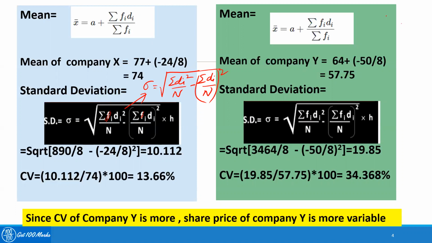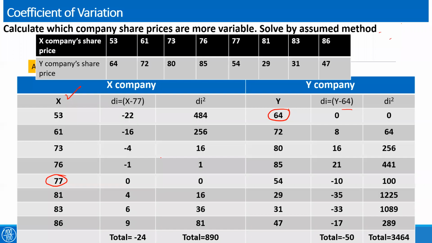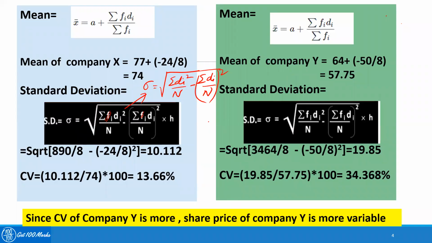Therefore, we will see now the summation di square. The summation of di square is 890. So it will be 890 divided by the number of observations, which is 8, minus summation di, which is negative 24, by 8 whole square. Once we calculate, we get the value as 10.112. Following the same method, we can calculate the standard deviation for company Y, and we have got it as 19.85.